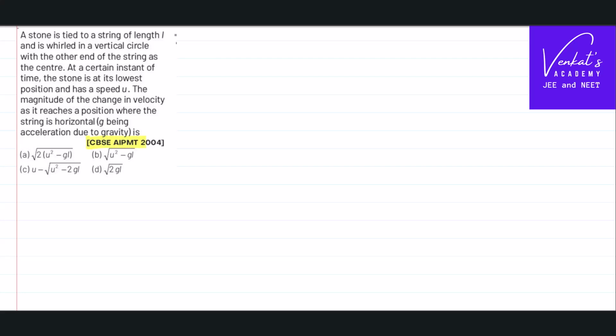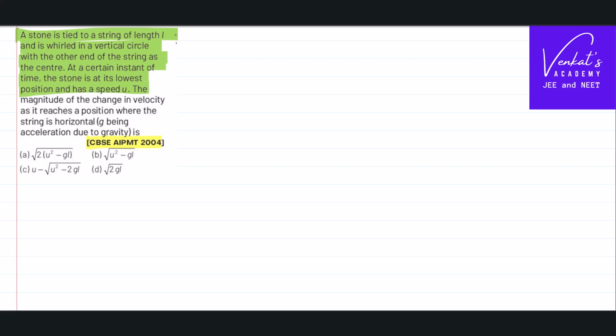This is an AIPMT question in the concept of work, power and energy, because we are going to use conservation of energy to solve this problem. Let's read out the problem. A stone is tied to a string of length L and is held in a vertical circle with the other end of the string fixed to the center. At a certain instant of time, the stone has the lowest speed, and the lowest speed is u.